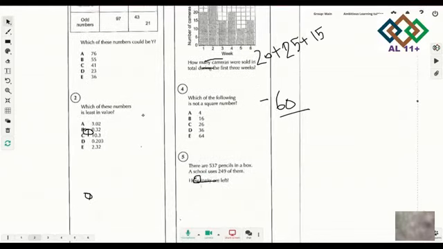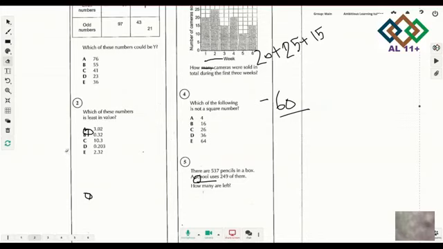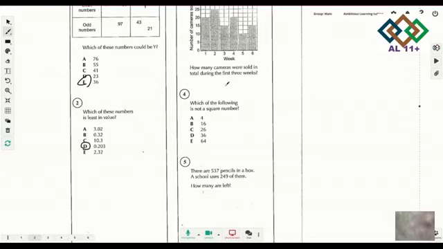Keep checking your answers and remember to write down how much you got out of 26 in the comment box. It will let me know how many of you got full marks in this. So we did that. Number 1 was E. Number 2 was D. Number 3 was 60.